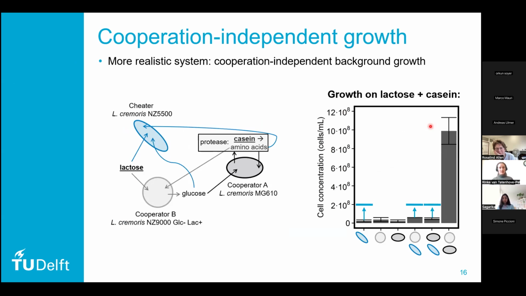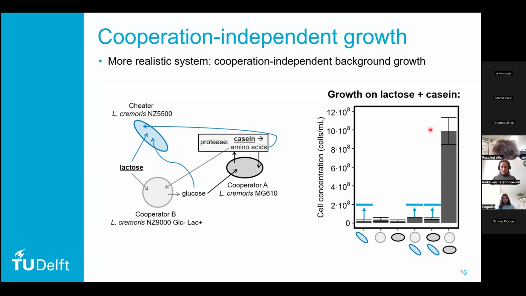What we mean by that is that the cells, when they are on their own, can grow a little bit, and when they are together, they can grow a lot. And this, for example, also holds for the yogurt consortium. When they are on their own, they can grow to some extent, but if they are together, then they can harness the full potential of the medium. So we were wondering, okay, if we have such a more realistic system, what is going to happen?